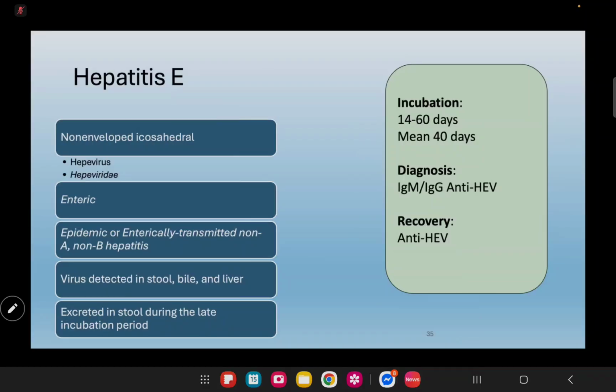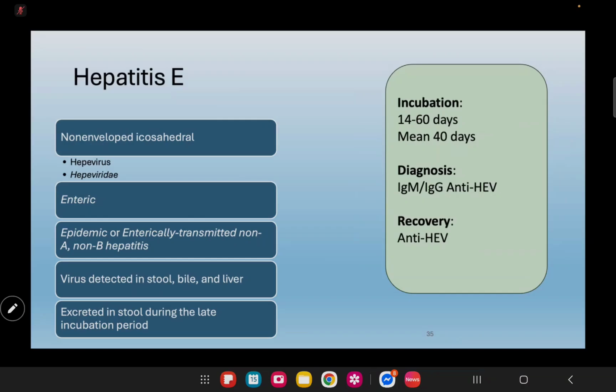The virus of hepatitis E is detected in stool, bile, and liver tissues of infected individuals. It is excreted in the stool during the late incubation period, which facilitates person-to-person transmission through contaminated food and water. So, after going to the toilet, not washing the hands properly, touching the food, and then another person eats the contaminated food, then boom, that is the transmission of hepatitis E, fecal-oral.